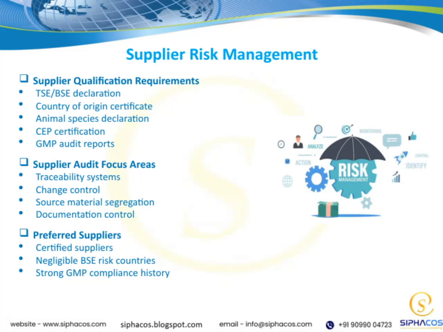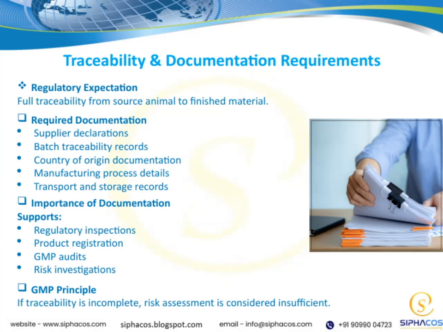When it comes to managing supplier risk, we start with clear qualification requirements. These include declarations about TSE and BSE, certificates confirming the country of origin, and proof of the animal species involved. We also look for CEP certification and GMP audit reports to ensure quality and compliance. Our audits focus on traceability, change control, segregation of source materials, and strict documentation control. Finally, we prefer suppliers who are certified, come from countries with negligible BSE risk, and have a strong history of GMP compliance. This approach keeps our supply chain safe and reliable. Traceability and documentation are non-negotiable in our industry.